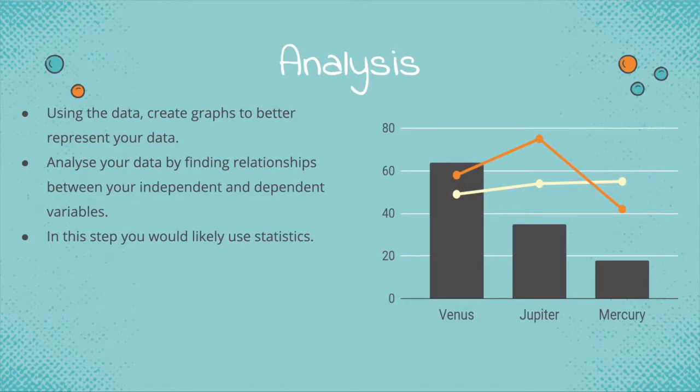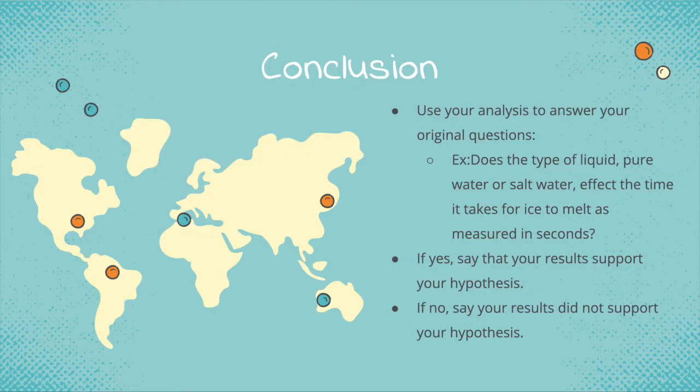Step 5, analysis. In this step, you take all the raw data that you have collected and turn it into something meaningful. Many scientists put their data into graphs to better visualize it. So in this step, you need to analyze trends in your data to see if you can begin to answer your question. In further studies, later on in your education, you might begin to use statistics to mathematically represent your data. So now on to the last step, the conclusion.